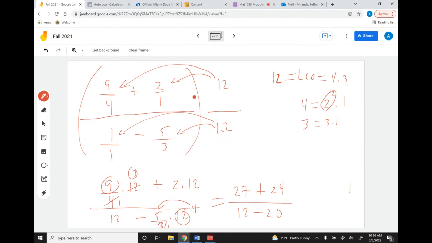And 2 and 2 is 4, and this is 51. And then you get negative 8. So the answer will be negative 51 over 8. That is equal to the original fraction that I had. It reduces to that simply. Okay, let's do another one.